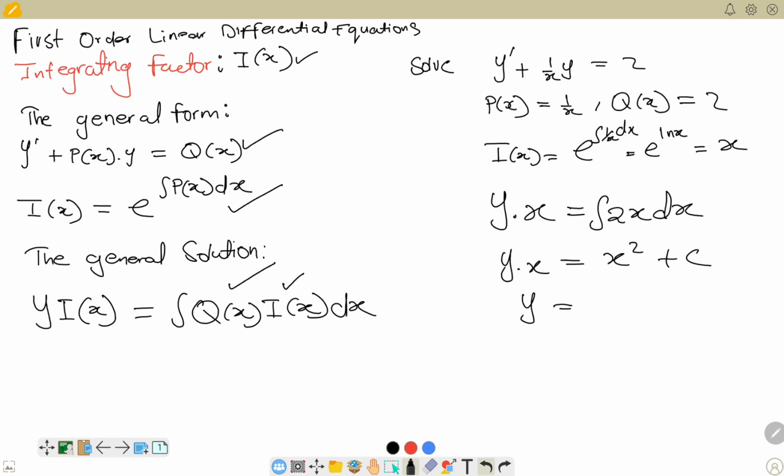Then we can solve for y. We will find that it is actually equal to x plus c over x. So that is how we use the integrating factor to solve a first order linear differential equation. So let's look at another example.